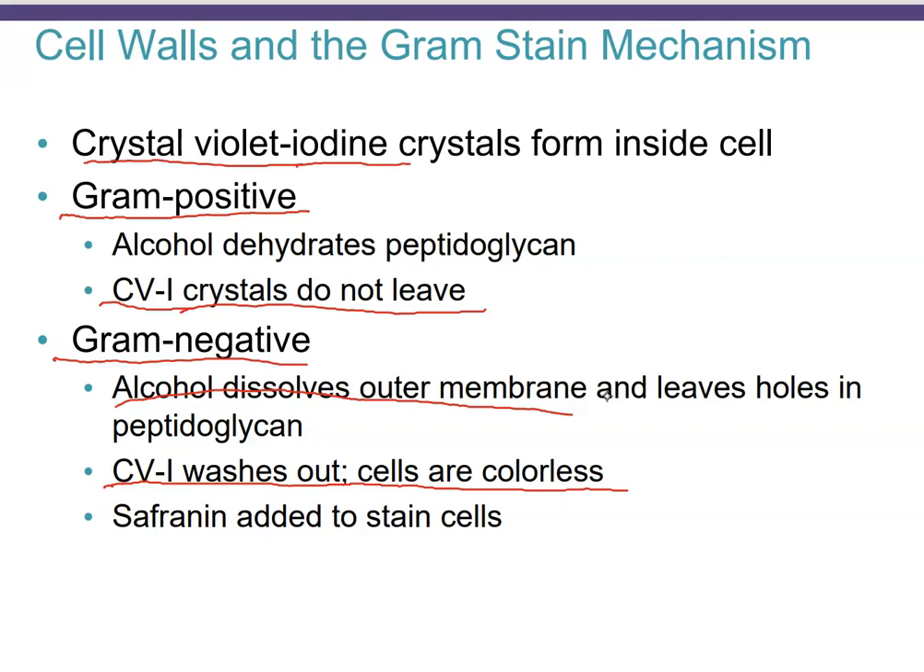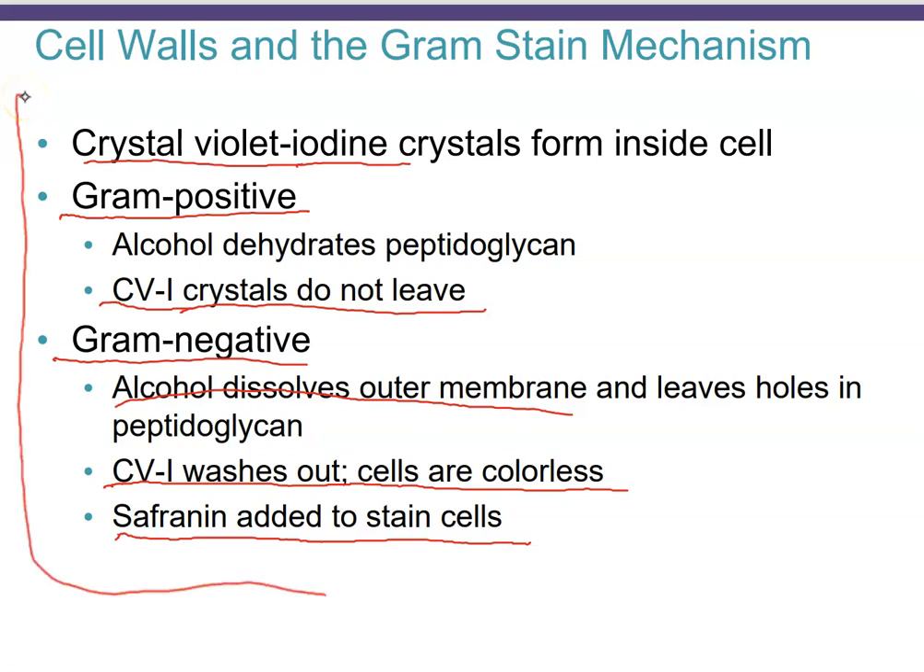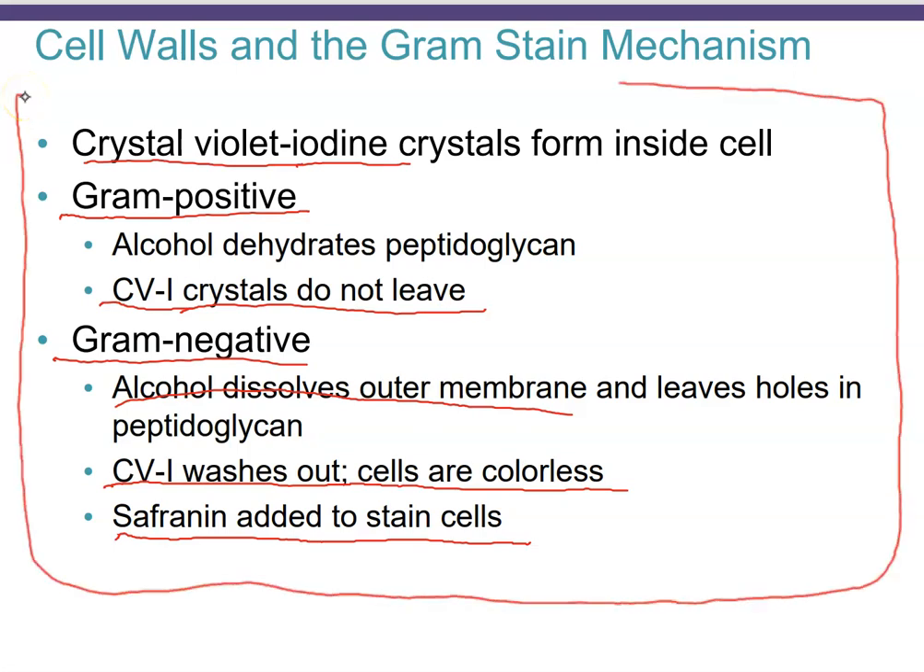And so we need to have contrast. You need to add safranin as your last step, a pinkish dye, and that gives the contrast back to your gram-negative cells. So this is the gram stain, and you need to know it. There's no way around it.